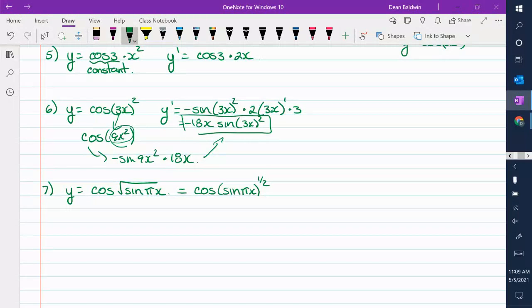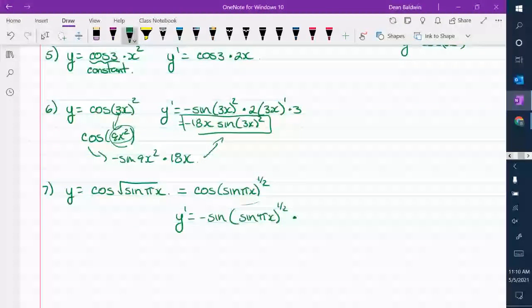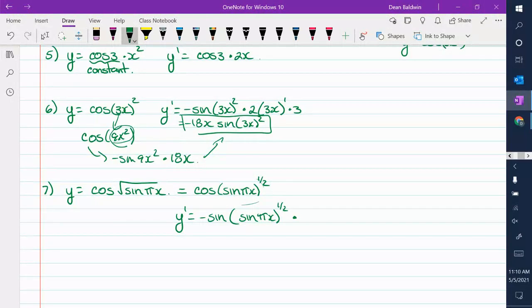Okay, what's my outermost function? Cosine, right? Because this junk is inside the cosine function. So derivative of cosine is negative sine of sine pi x to the power of a half times. So now the cosine is gone. You need to do the derivative of sine pi x to the power of a half. What rule do we need to use? We use chain or power, whatever you want, or general power. Because it has this one half power, that falls down. Take away one, so I get that.